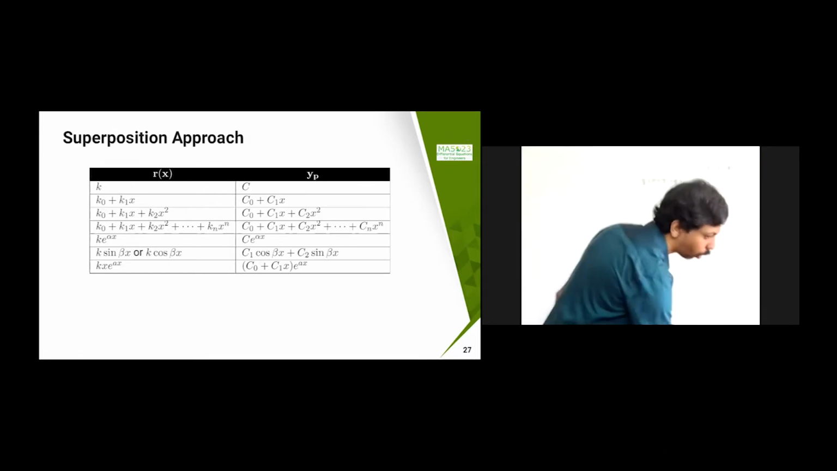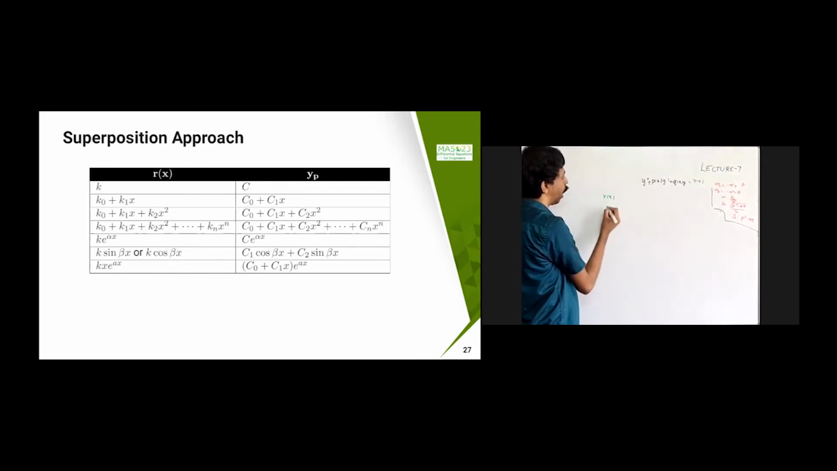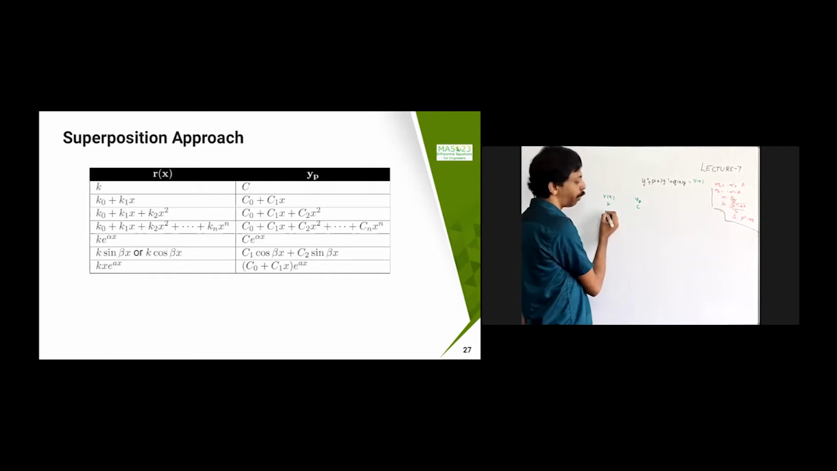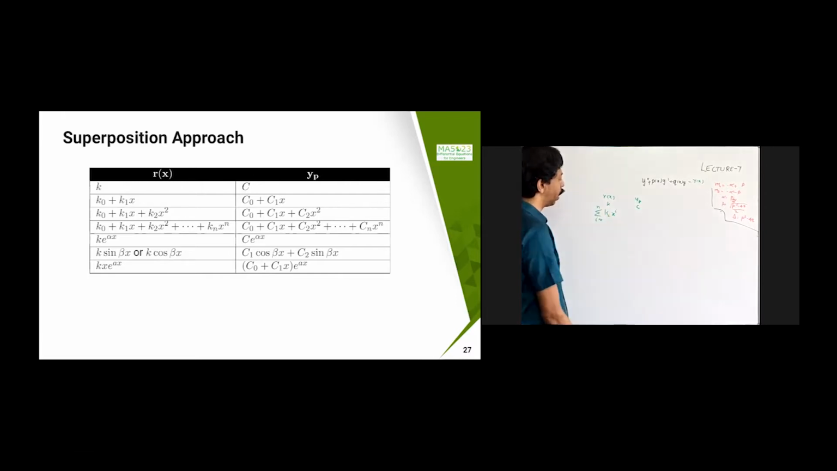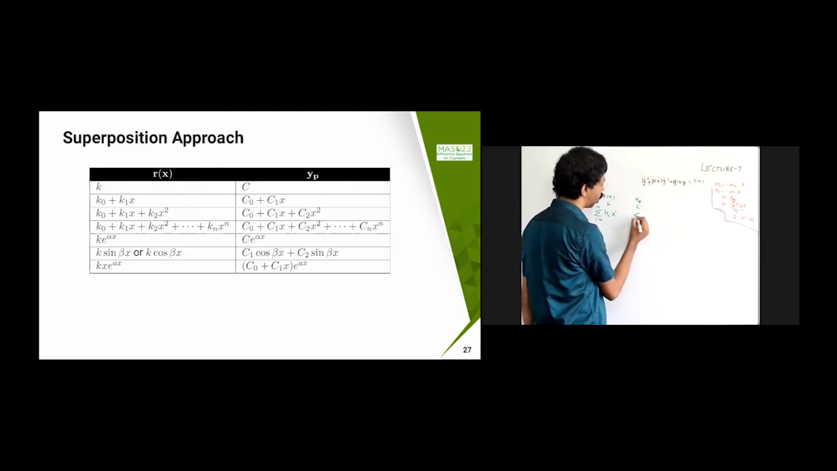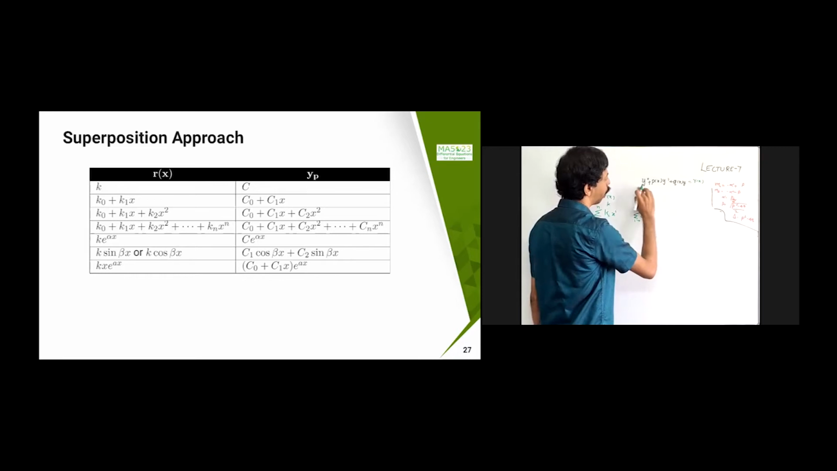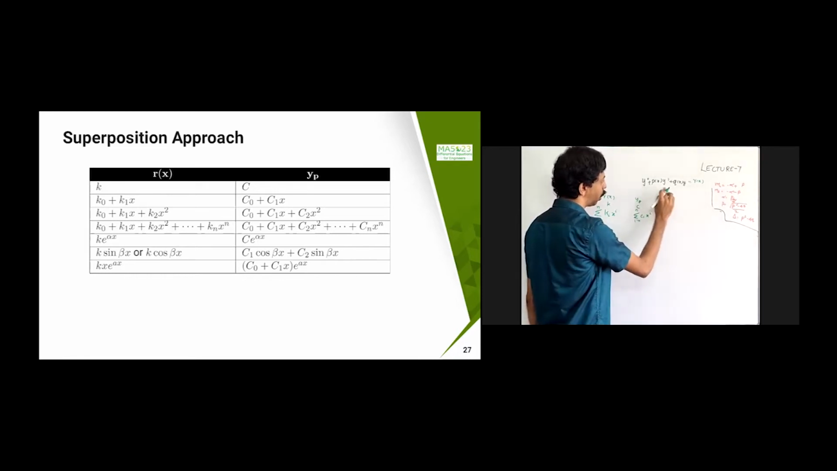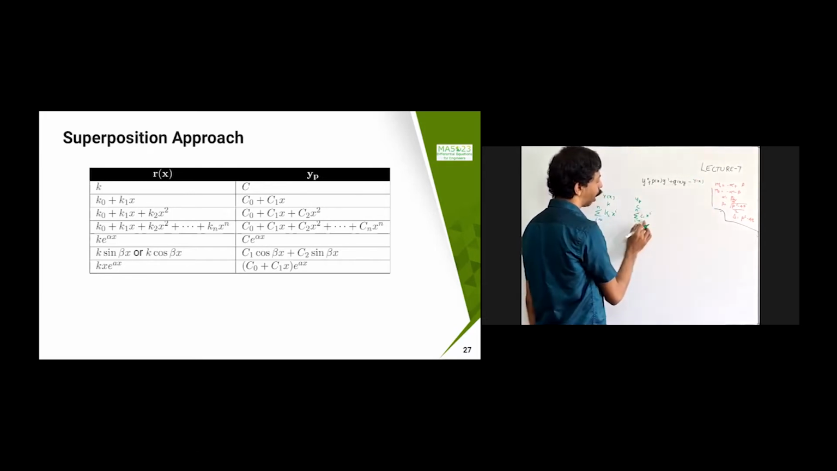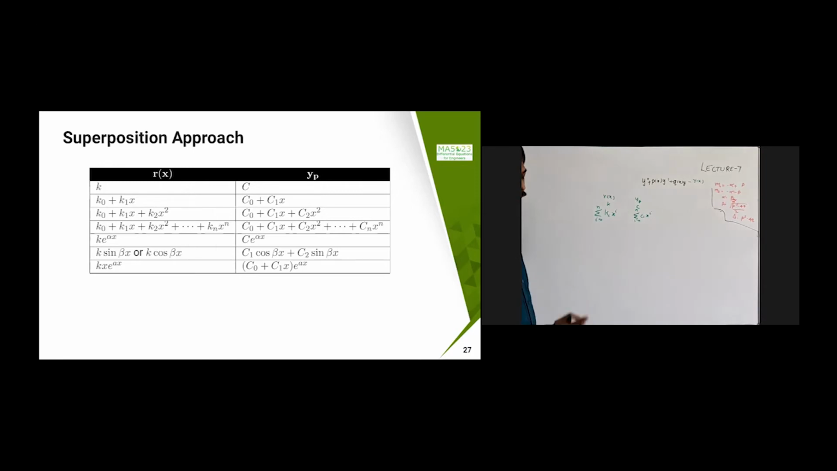Suppose R(x) equals k. I have a table here. Then I can take y_p equal to c, some other constant, which we are going to find. Taking one or two cases directly: if R(x) is a polynomial, the summation of k_i x power i, i equal to 0 to n, then y_p is also a polynomial, the summation of c_i x power i, i equal to 0 to n. Substitute this y_p into the equation. You need to find y_p double dash and y_p dash, substitute them, simplify, equate with the right hand side, and calculate your c_i values. Your y_p should not have any arbitrary constant; only particular values should be there.